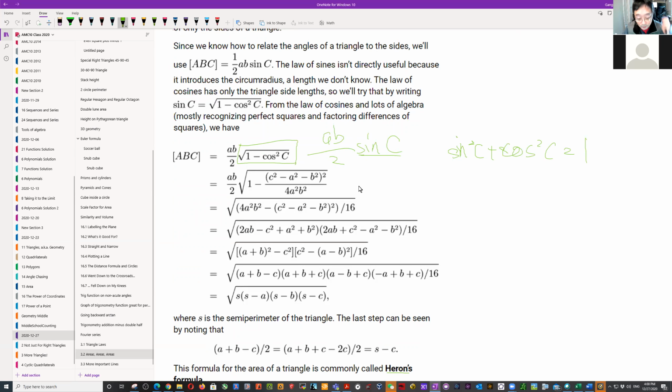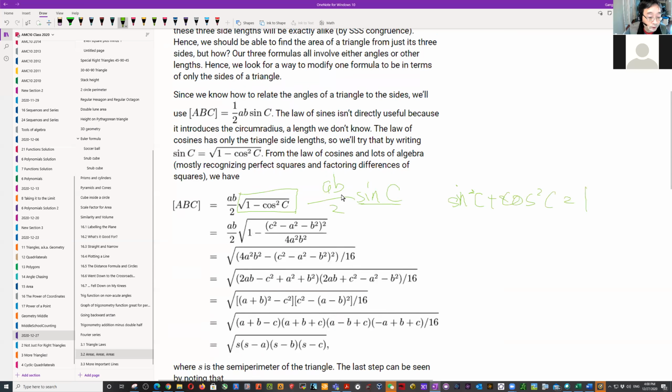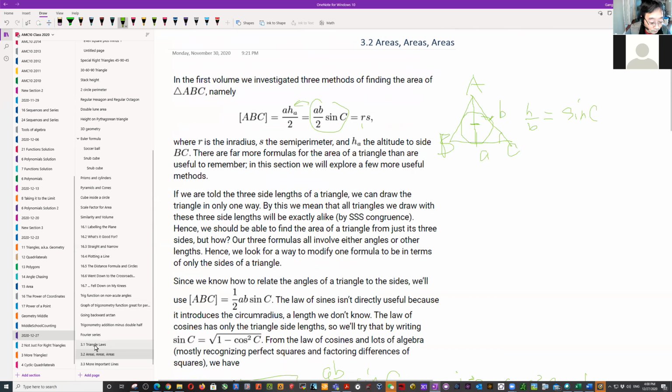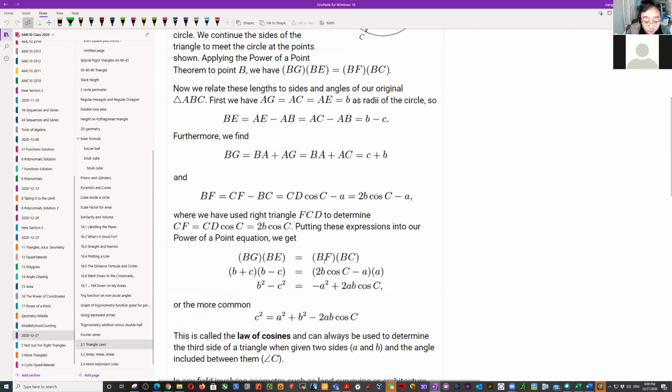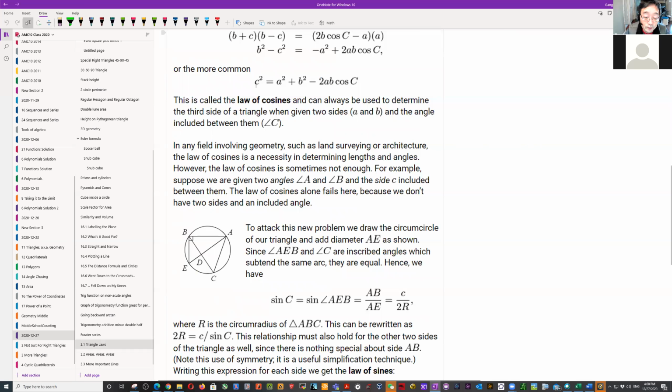And cosine C is going to be replaced by the law of cosines. So let's see the law of cosines: c squared equals a squared plus b squared minus 2ab cosine C. If we solve for cosine C, then c squared minus a squared minus b squared, divided by negative 2ab, equals cosine C. So cosine C can be expressed by the 3 sides.